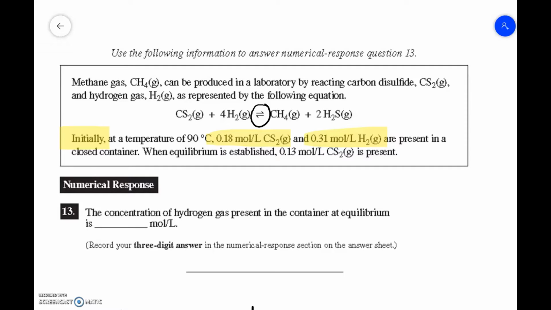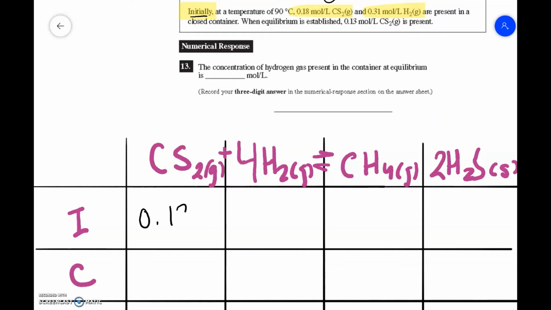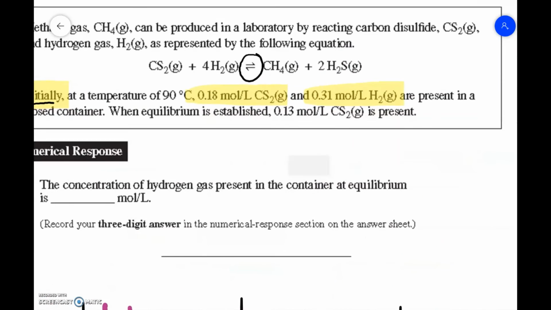Now, if you haven't already seen by the symbol here, this is an equilibrium system, and if you needed more hints, it says closed container right here, and we know an equilibrium system has to be a closed system. So let's write our values that they've given us. They've given us the initial concentration of CS2, which is 0.18 moles per liter. The capital M is just another notation that is quicker to use for moles per liter. And also for hydrogen gas, they've given us 0.31 moles per liter. Let's continue reading.